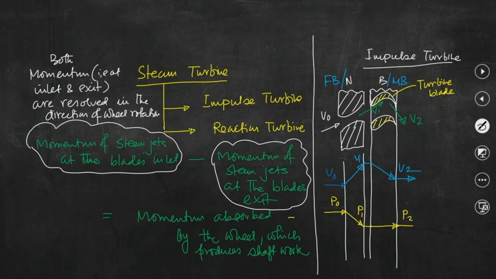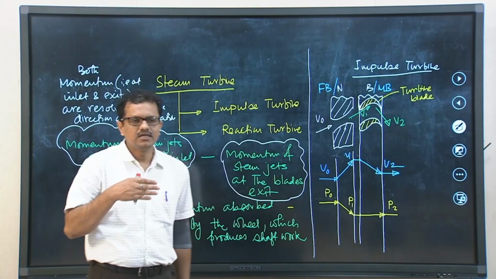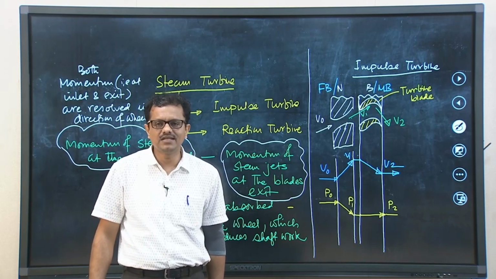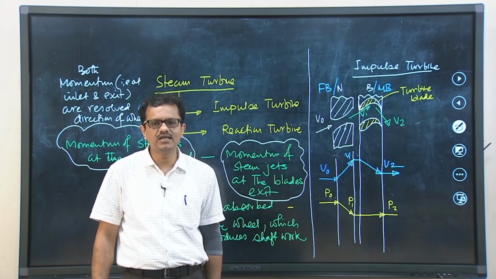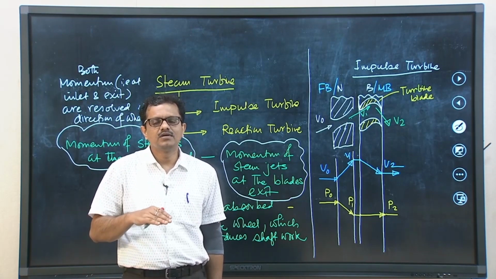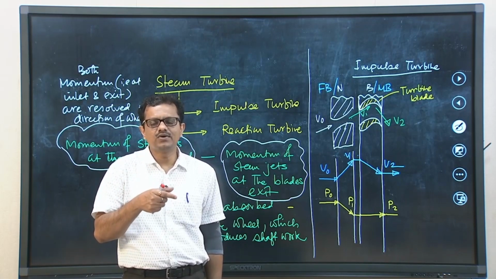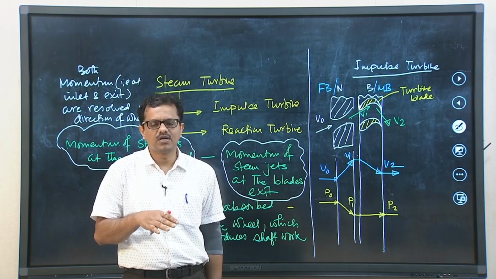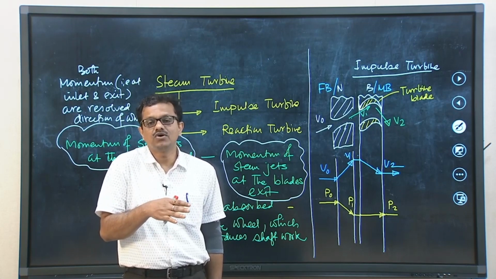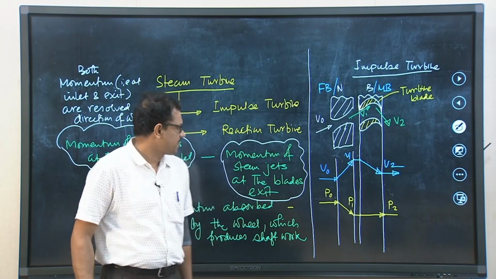So, the momentum is resolved only in the direction of wheel rotation, and that is responsible for the shaft work. We shall discuss this while deriving the blade efficiency, where we will see that only the momentum resolved in the direction of wheel rotation is responsible for the shaft work. The other component is not responsible for the shaft work.